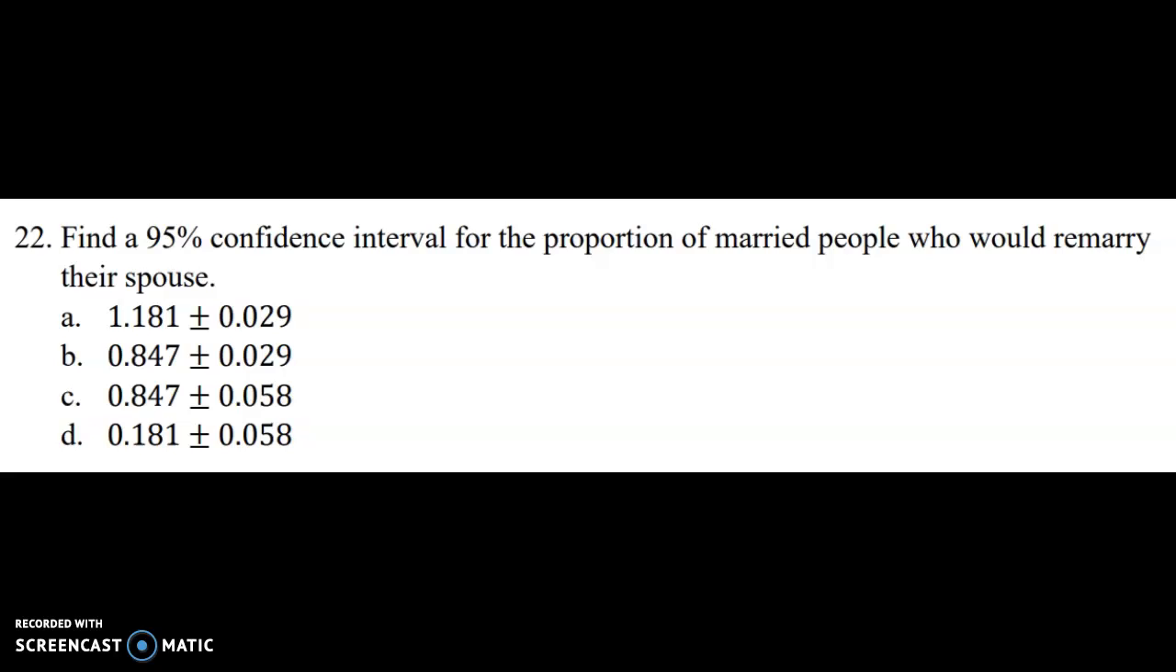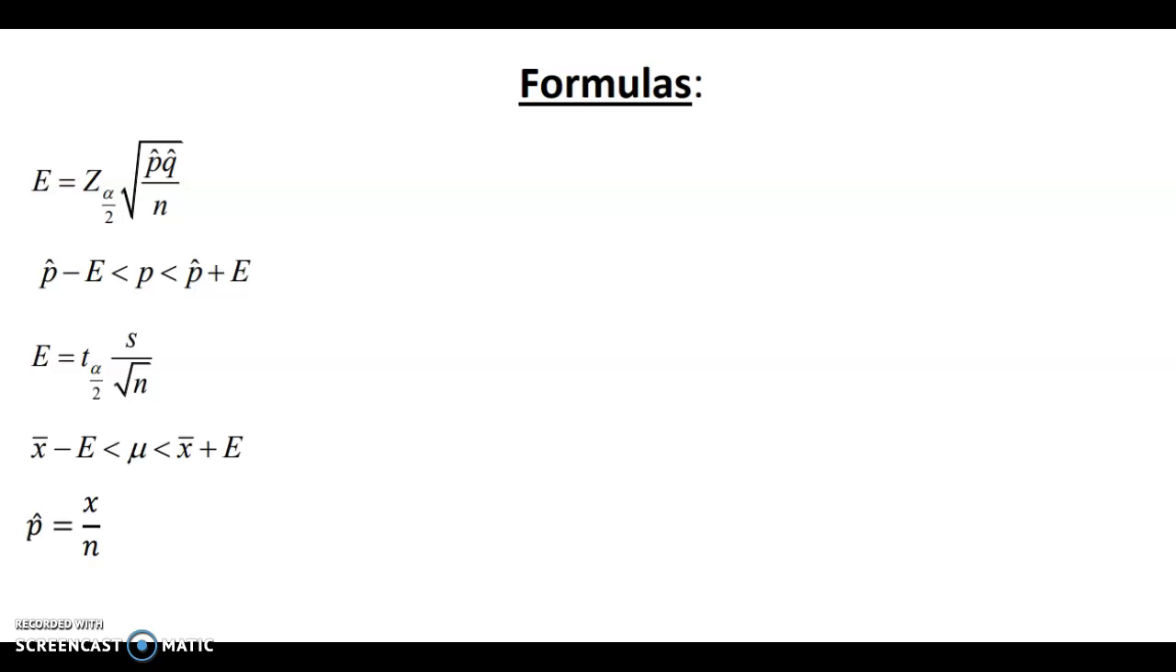All right, question 22. Find a 95% confidence interval for the proportion of married people who would remarry their spouse. Okay, so what I'm looking for is a confidence interval for proportion. I've got two confidence interval formulas. I've got this one right here and this one right here. Now this one is a confidence interval for proportion. This is a confidence interval for the mean.